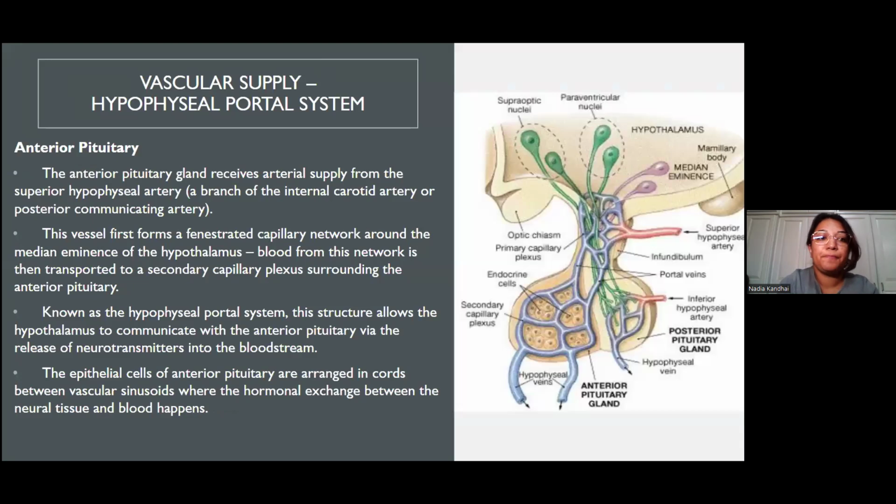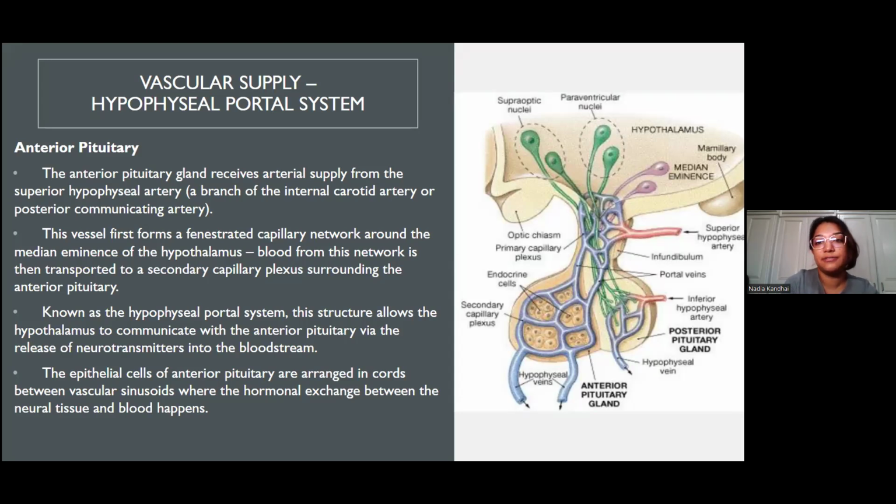The vascular supply. The anterior pituitary receives its arterial supply from the superior hypophyseal artery, which is a branch of the internal carotid, or the posterior communicating artery, forming a fenestrated capillary network around the hypothalamus, the median eminence, and blood from this specific network transported to a secondary capillary plexus, which surrounds the anterior pituitary. This is known as the hypophyseal portal system, allowing the hypothalamus to communicate with the anterior pituitary via the release of neurotransmitters into the bloodstream.